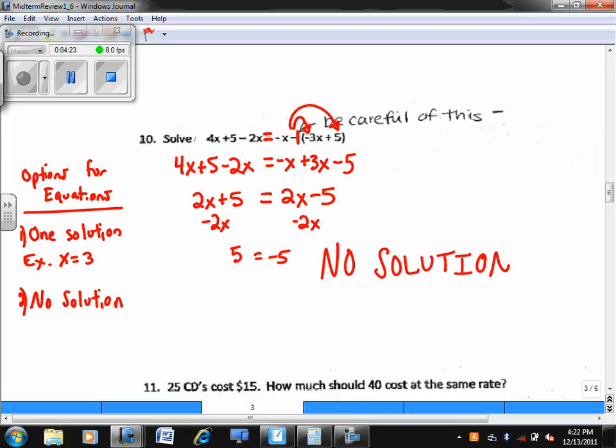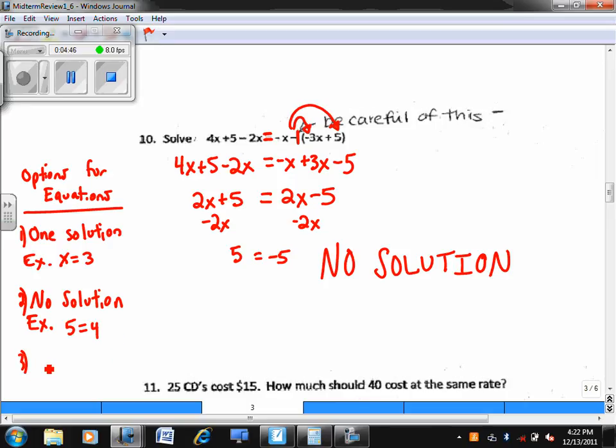Why do we know it's no solution? Well, we know that 5 is never negative 5. They're two different numbers. So an example here, we're going to say when we get any number equal to a different number. So an example would be 5 is equal to 4. 5 is not equal to 4. So you can't do that. It's no solution. 5 is never equal to 4.